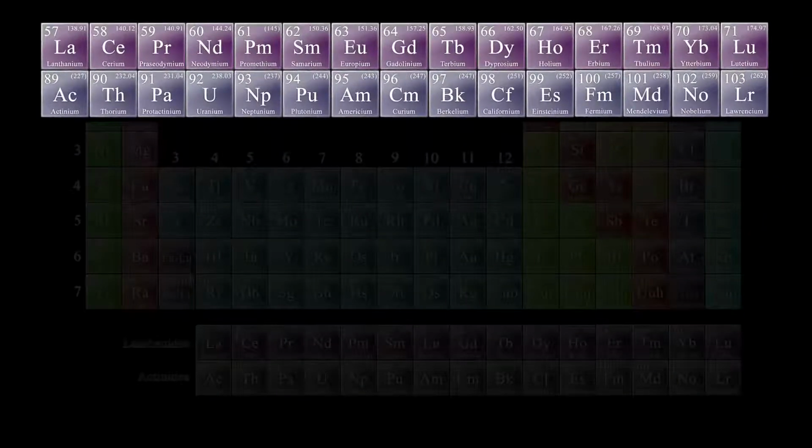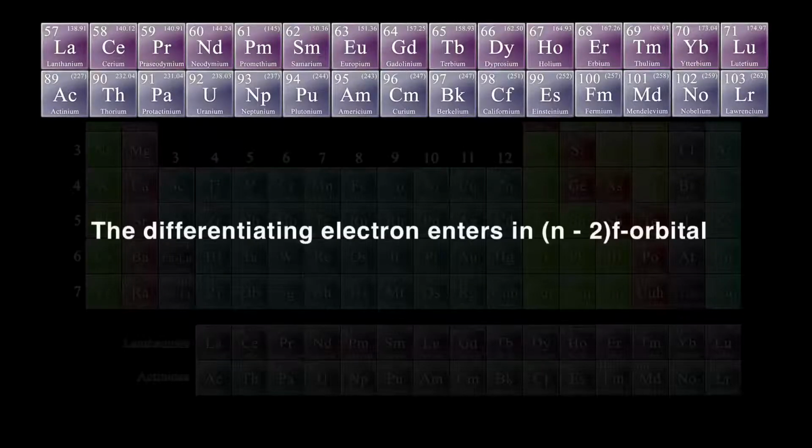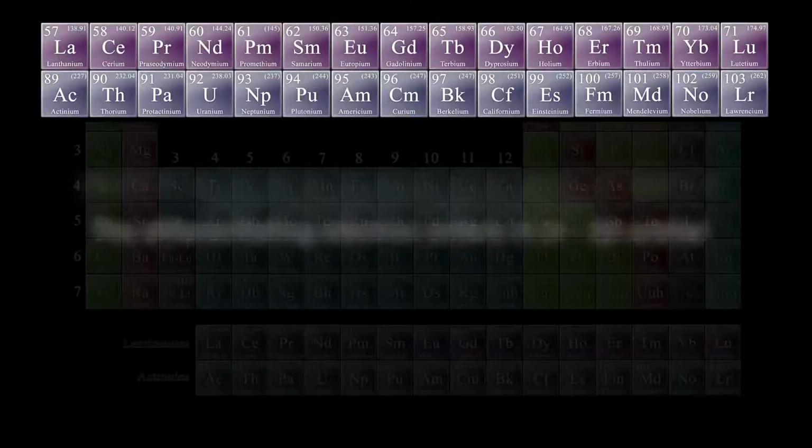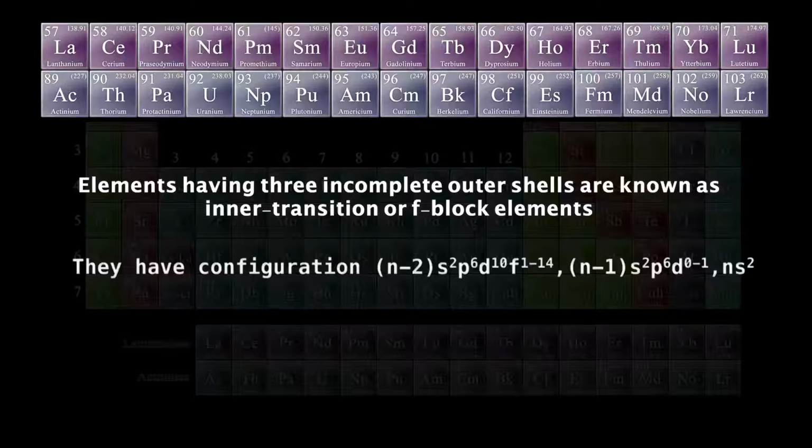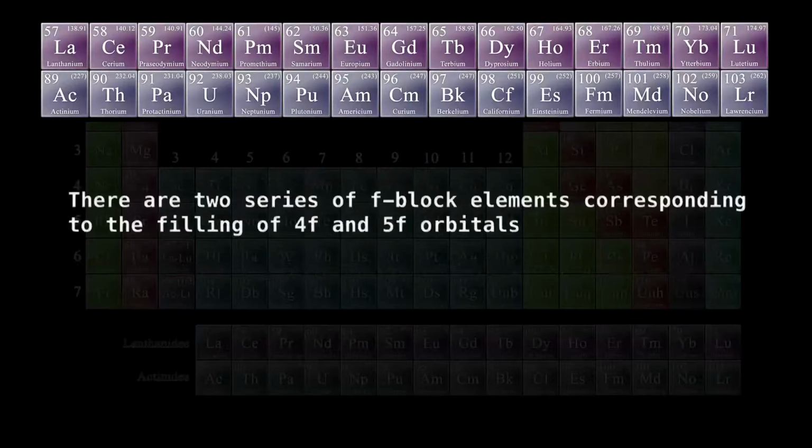And f block elements. In these elements, the differentiating electron enters into the (n-2) f orbital. Elements having 3 incomplete outer shells are known as inner transition elements, or f block elements. They have the configuration (n-2) s2, p6, d10, f1 to 14, (n-1) s2, p6, d0 to 1, and ns2. There are two series of f block elements corresponding to the filling of 4f and 5f orbitals.